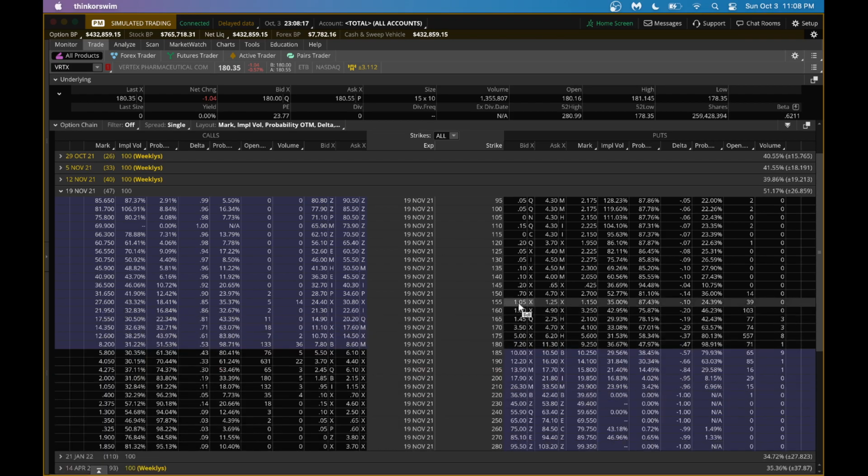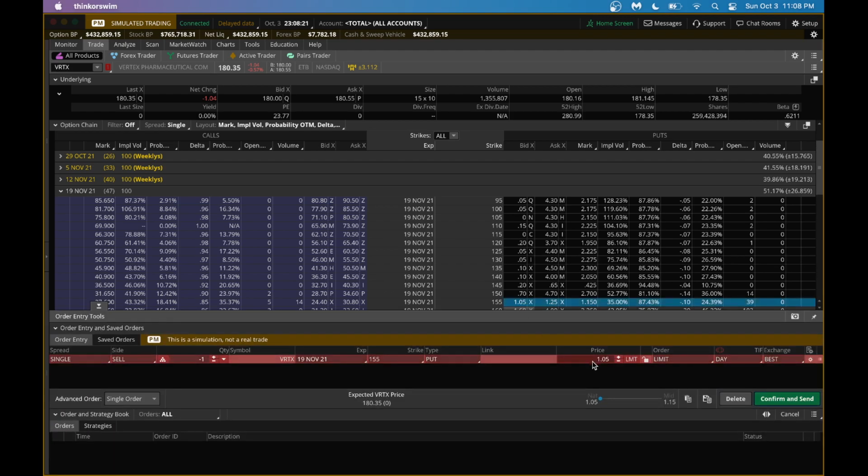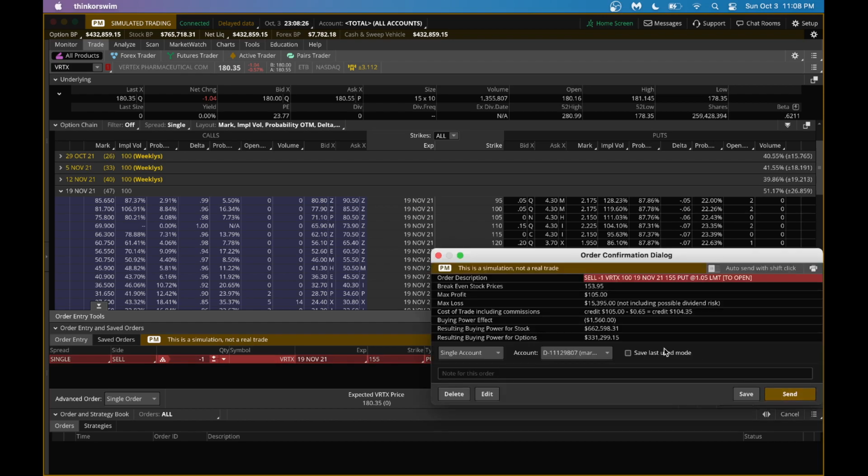We want to sell at 155 right here. So if you sell this put option, you're going to make $1.05 here, and you can confirm and send. You're going to make $105 by selling this put option. And if the stock price stays above 153, you will break even.